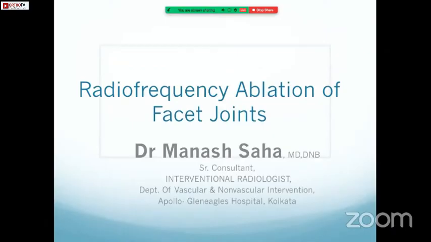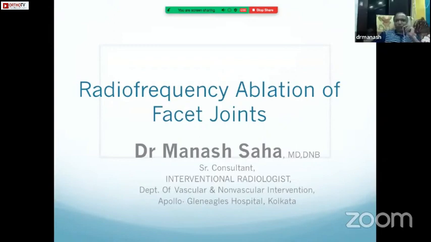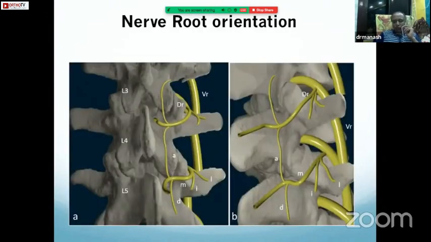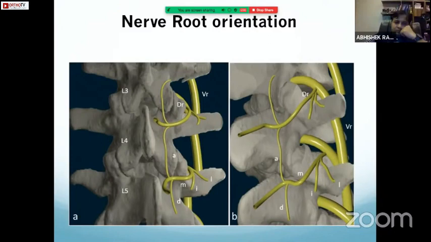We'll be presenting a little bit about the radiofrequency ablation of facet joints, which is a relatively rare procedure. And so already my work is lessened by the previous presenters, and they have already told you about the anatomy, how to approach a facet joint and all those. This is just an extension for more durable effect.